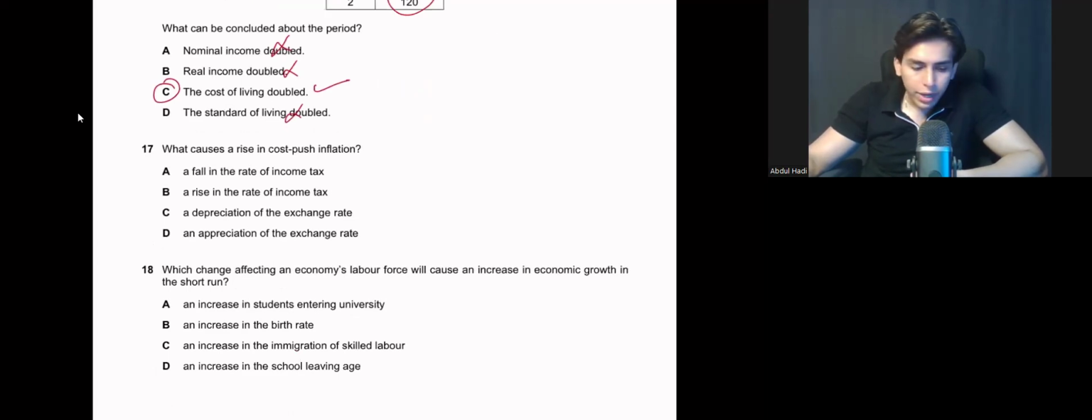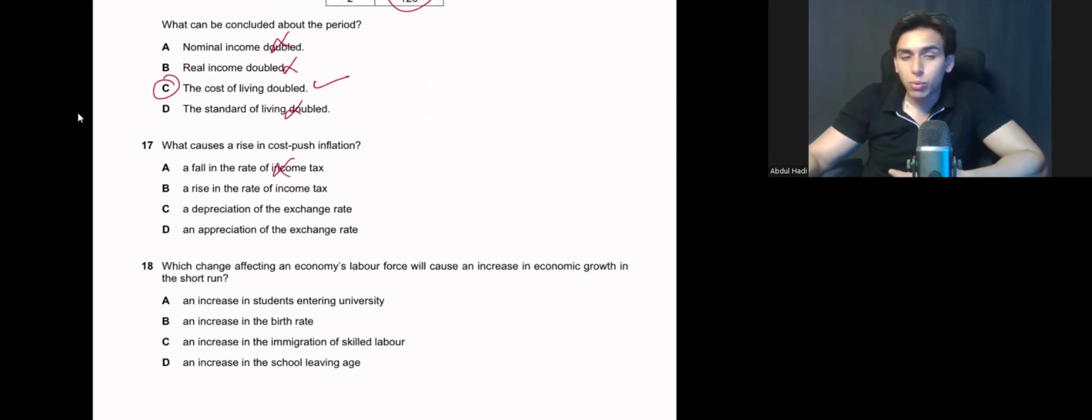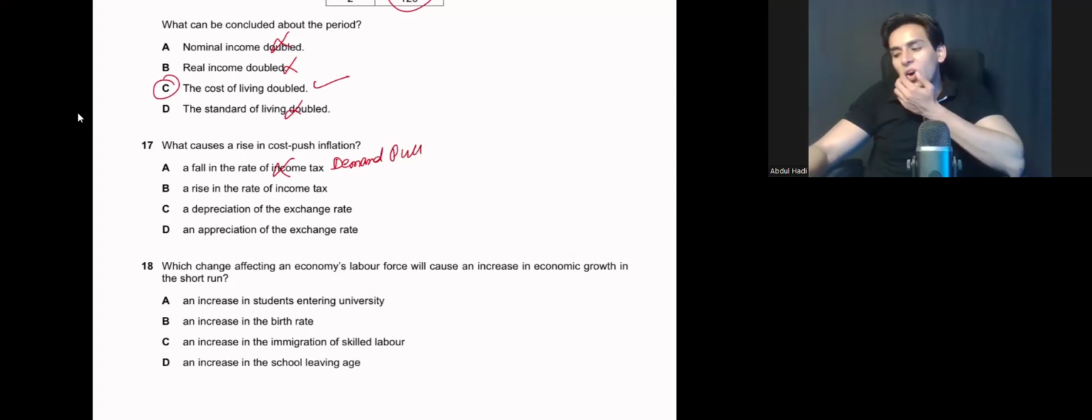What causes a rise in cost push inflation? A fall in the rate of income tax? No, because if there is a fall in income tax, this will lead to demand pull inflation. A rise in the rate of income tax will cause AD to fall, and it's a contractionary fiscal policy. Depreciation of exchange rate could be correct.